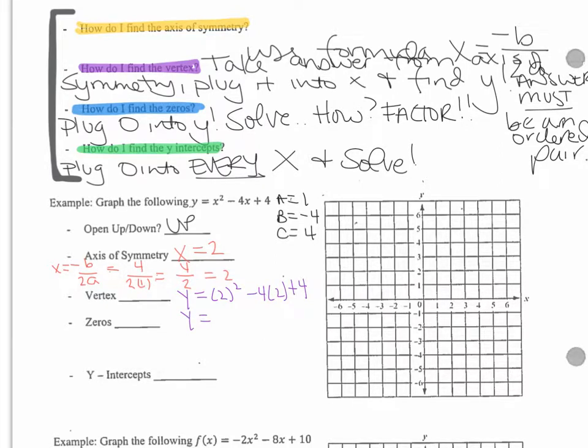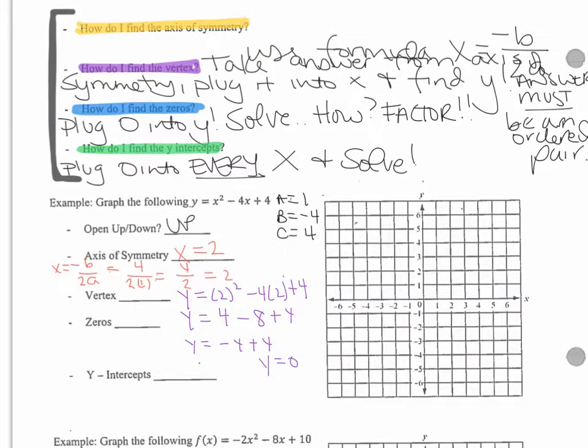Y equals 2 squared is 4. 4 times 2 is 8, plus 4. And really, if I'm cheating, I'm just going to type all this in my calculator and hit enter. But because I'm doing this all by hand, I'll go ahead and do it. 4 minus 8 is negative 4. So negative 4 plus 4, y is 0.